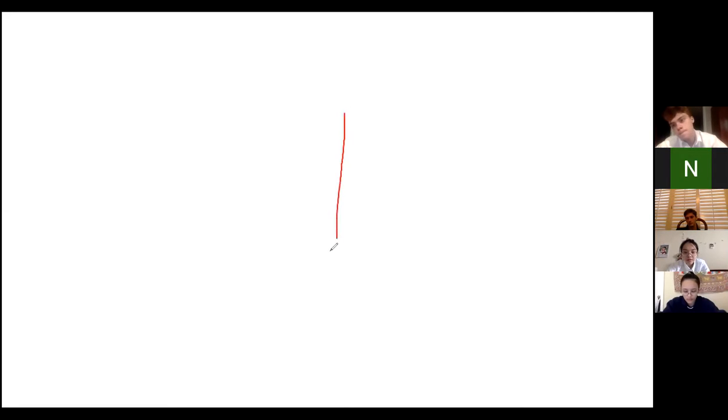So the building is like this. The cell tower is 6.4 meters up. The cell tower is like that. This is A. This is B. And the cell tower is 6.4 meters high. So AB is 6.4.